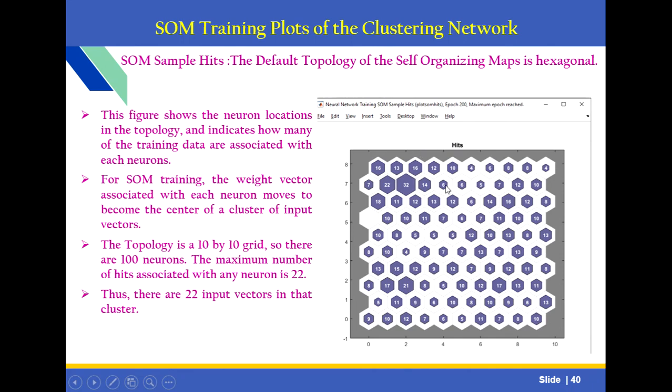For SOM training, the weight vector associated with each neuron moves to become the center of a cluster of input vectors. The topology is a 10 by 10 grid, so the number of possible neurons is 100. The maximum number of hits associated with any neuron is 22. Thus, there are 22 input vectors in that cluster. The default topology of the SOM map is hexagonal. It is called our SOM Sample Hits.